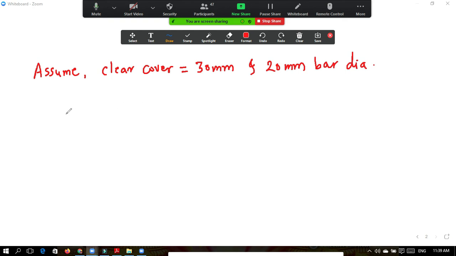Okay. So your overall depth D is equal to, what is your overall depth now? It is 600 plus 30 plus 20 by 2. So what is the depth? It is 640.